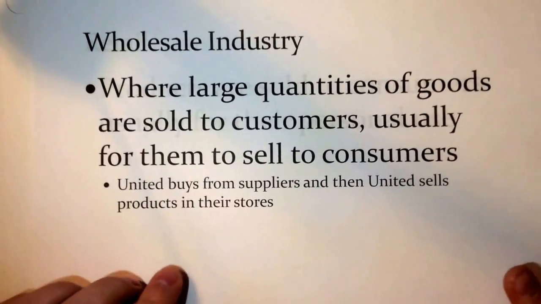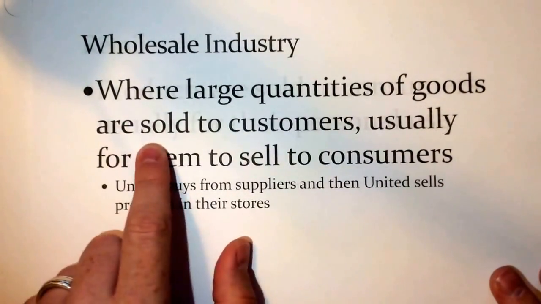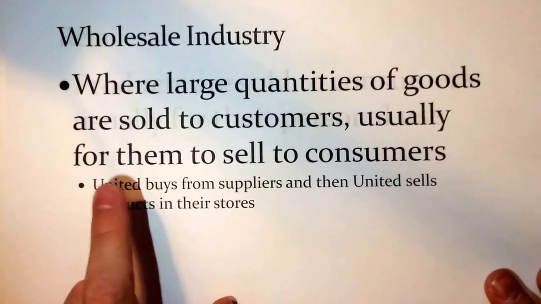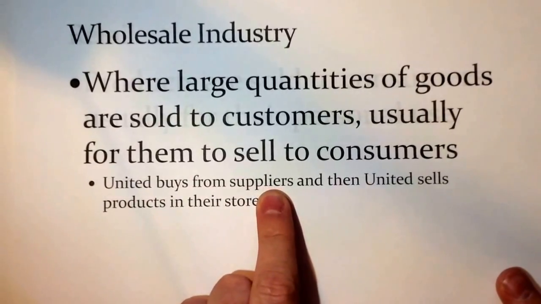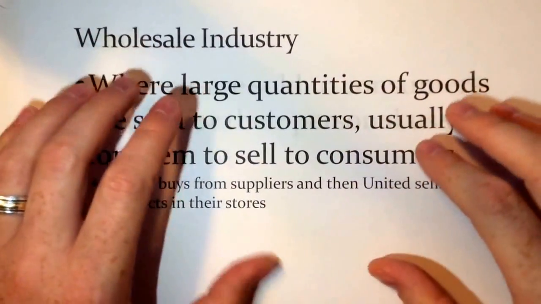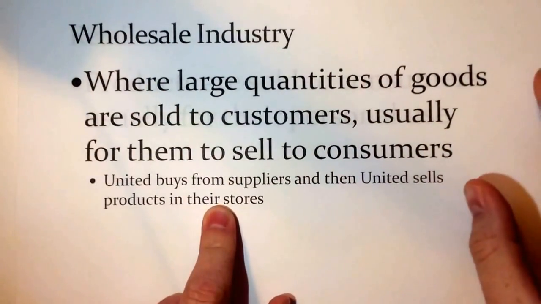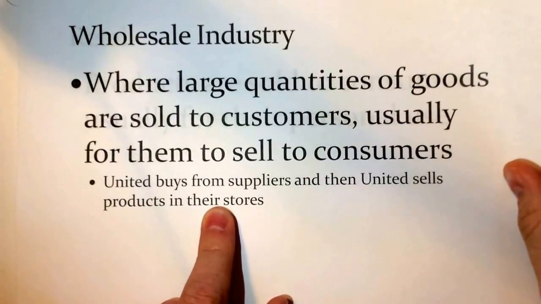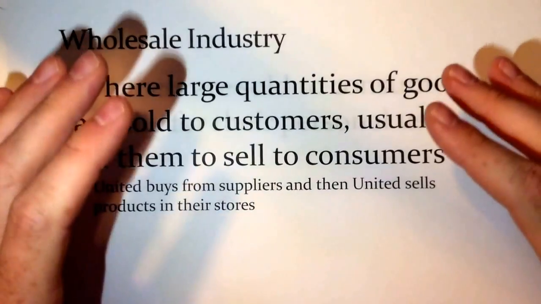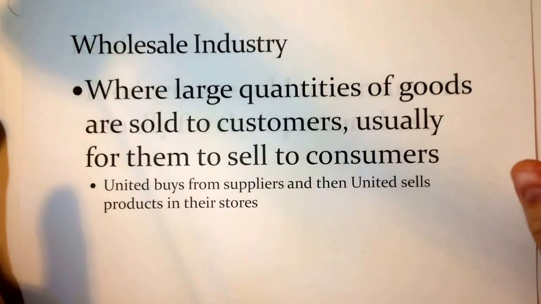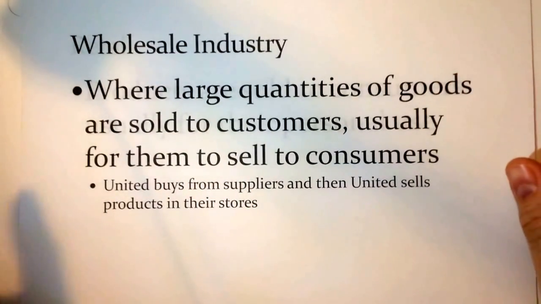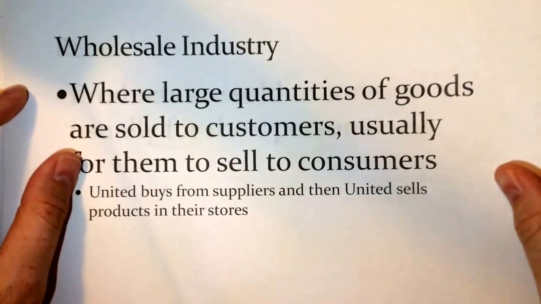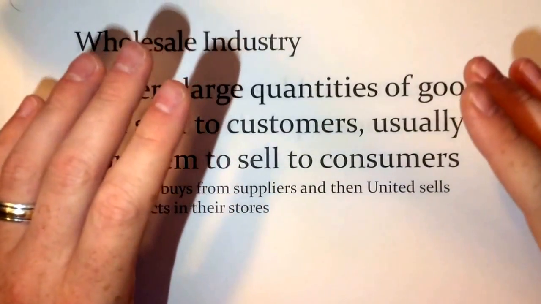The next one we have is wholesale industry, where large quantities of goods are sold to customers, usually for them to sell to consumers. So, like United Supermarkets buys from large suppliers, so they're buying in large quantities, and then they break it down and sell it into individual products in the stores. So, if you ever go to Sam's, Sam's is a great example of this, where you see somebody buy large things like 5,000 rolls of toilet paper, and then they'll sell it at their store for $2 a piece for 4 rolls of toilet paper. So it's just something that will help you break down. So we're going from big to small.